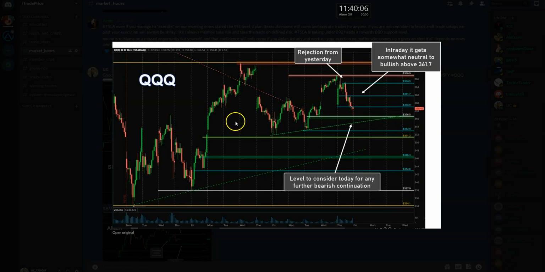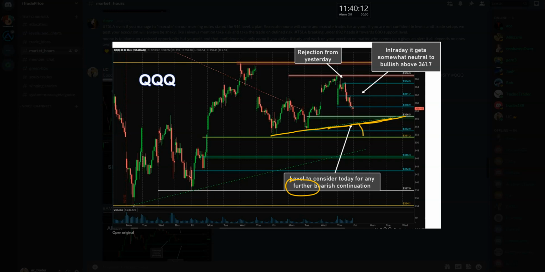Okay, so for example, QQQ, right? This was the morning chart, 30-minute chart, rejection from yesterday, it says right over here. And then the main trend line, sort of a mini uptrend one, was this right here. So level to consider today for any further bearish continuation, right? Further was the key word, which meant that yes, we're already bearish, right? But for the continuation, for a breakout of this further on the downside, keep an eye on this one. If it breaks down, something like around 355 or something, wherever it was, but if you would have drawn this on your chart, you would have noticed it nicely.